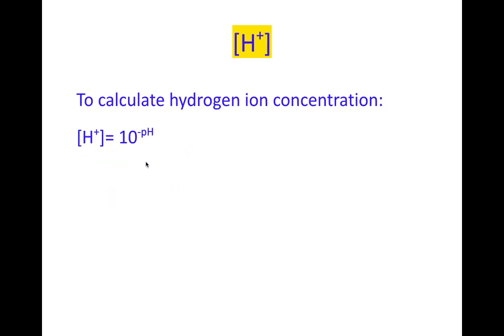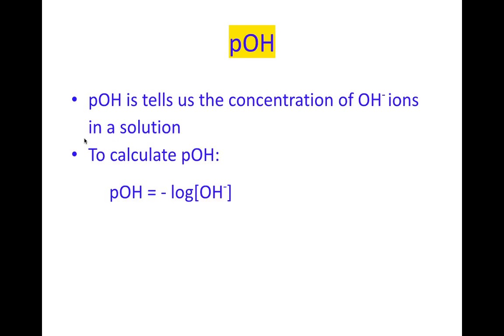But if we have the pH, we can do 10 to the negative pH to get the hydrogen ion concentration. So, you can use those interchangeably. Furthermore, we can do the same thing with the pOH. When we're talking about pOH, we're talking about the concentration of hydroxide ions in a solution. And we're going to calculate pOH and pH the same way.